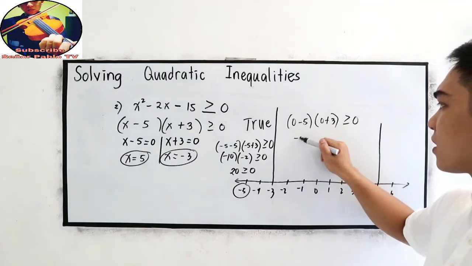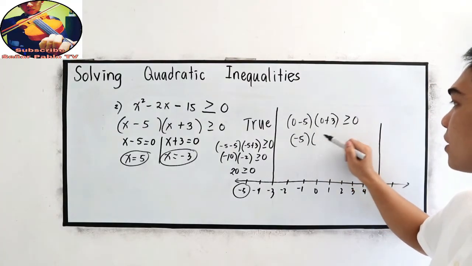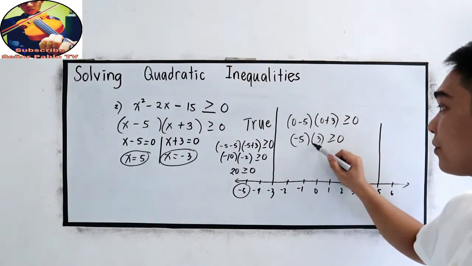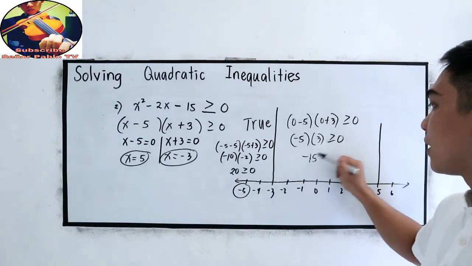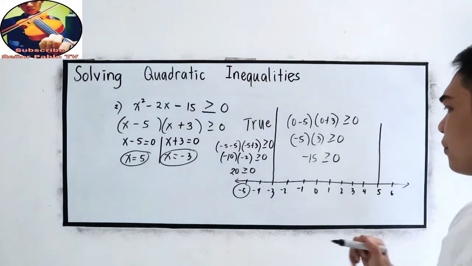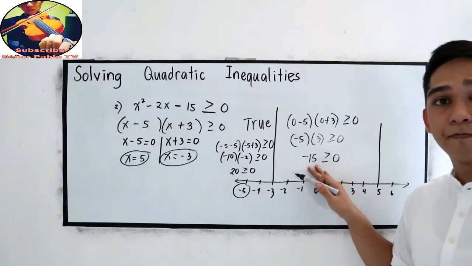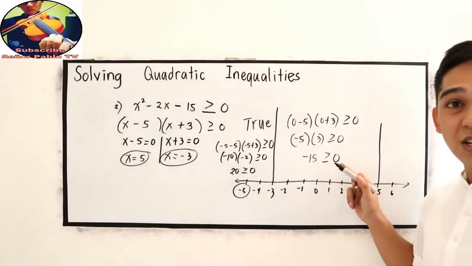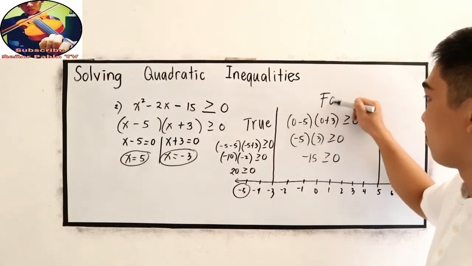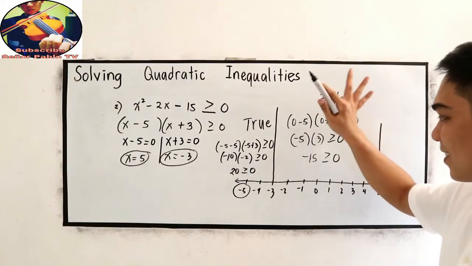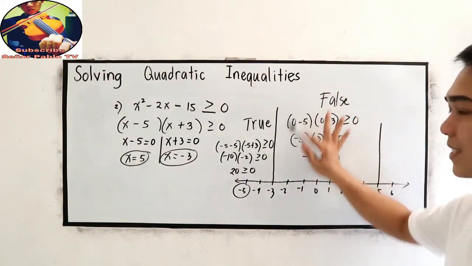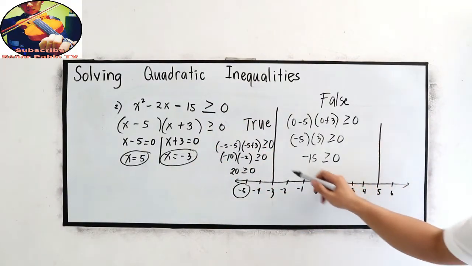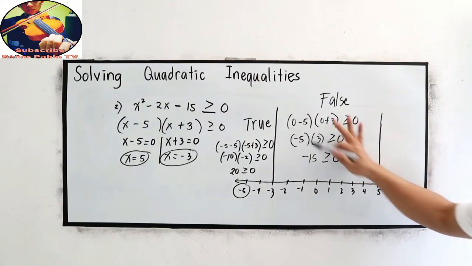0 minus 5, this is negative 5. 0 plus 3, positive 3. Greater than or equal to 0. Negative 5 times positive 3. Negative 15. Greater than or equal to 0. True or false? Negative 15 is less than 0. So this is false. That means the following numbers do not satisfy our inequality. Okay, let us neglect those numbers.